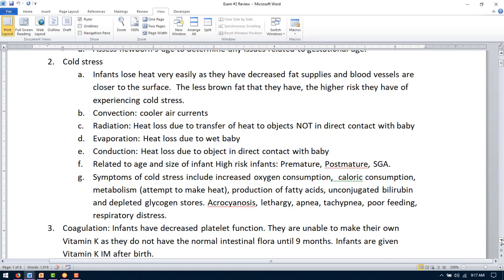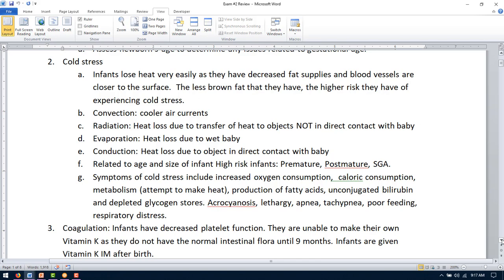Know your cold stress. Infants have very small fat supplies, and their blood vessels are close to the surface, and they don't shiver like kids or big kids and adults. They shiver to warm up. Babies don't do that. So they burn their brown fat, which is on their back and on their clavicles. Just make sure to look at the slide and see where they are. So the less brown fat they have, the higher risk of cold stress they have.